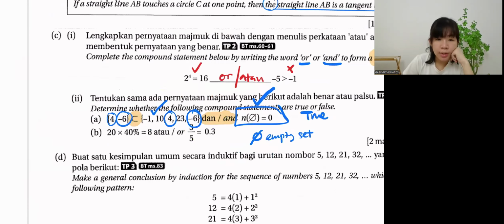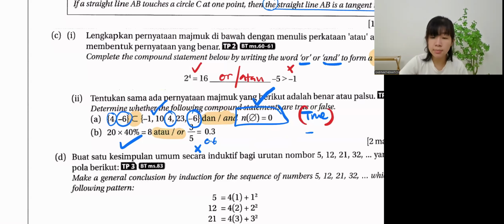Okay, B. True or false? Okay, 20 times 40% is 8. Okay, let's check. 20 times 40 over 100 is 8. Okay, this one is true. Correct. 3 over 5, is it 0.3? 3 over 5 is 0.6. False. But at the end, is this statement true or false? It's still true because they use or. Even though there's one wrong, the other one is correct, joining with or is still correct.